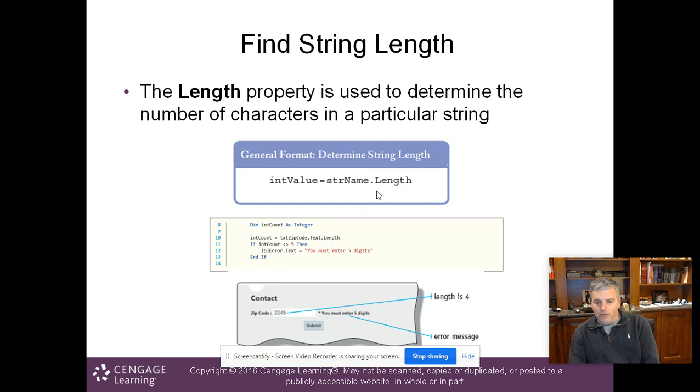So in this example, they're actually looking at a zip code and they're making sure the length is 5 characters because we know all zip codes have to be 5 characters. If it's not 5 characters, we display an error that says you must enter 5 digits. Okay, so that's another example that you could use the length property for. And there's many others.